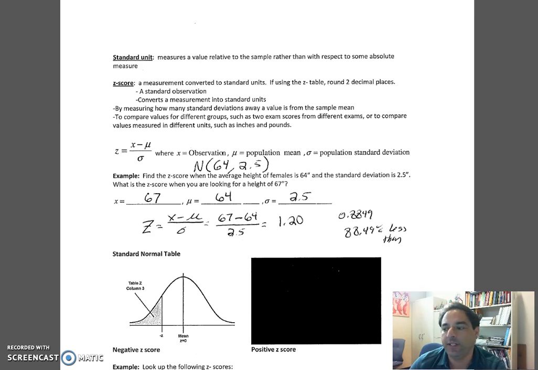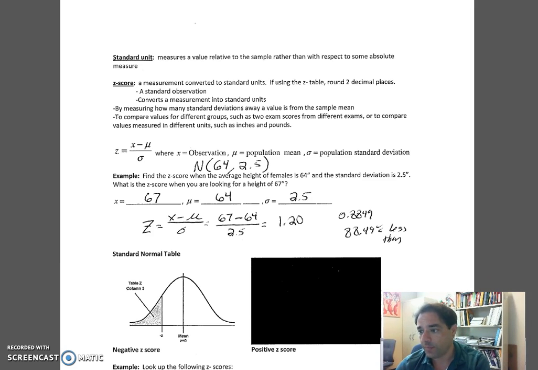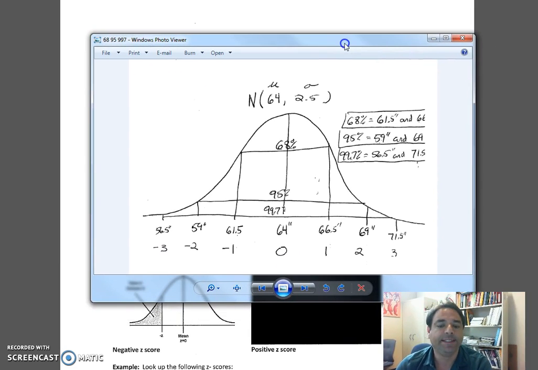You'll notice that we've already talked about the 68, 95, 99.7 rules. So basically, here's an example we did, and this talks about female heights. And notice if you're 64, 61.5, or 59 inches, or even 66.5, we can find out what percent fall in each area. But what if you were between, like 65 or 68 inches or 60 inches?